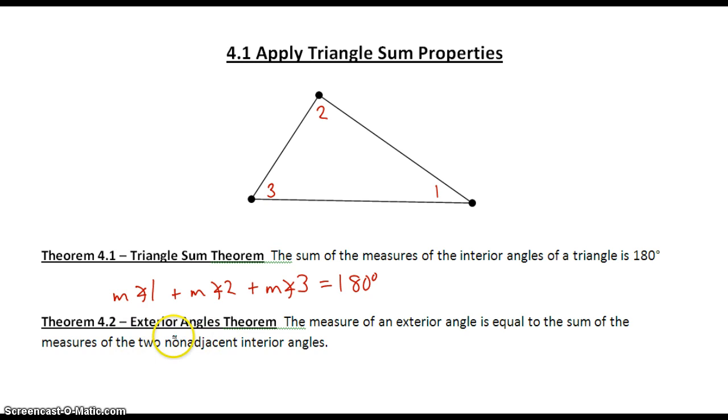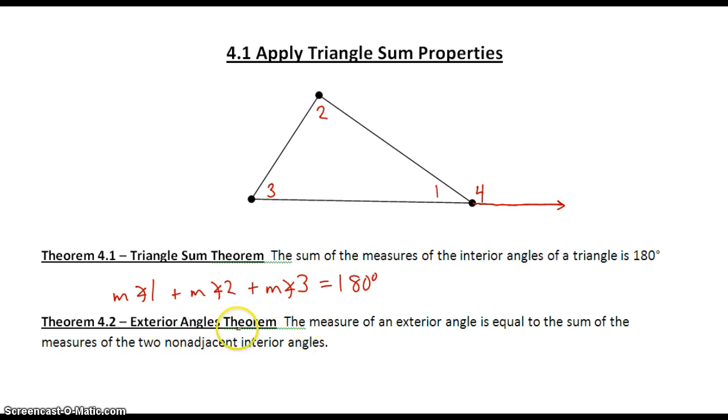In order to do the exterior angles theorem, we first need to decide what an exterior angle is. Well, to get an exterior angle, we need to extend one of the sides of the triangle. So if I extend this side, I create another angle out here called angle 4.